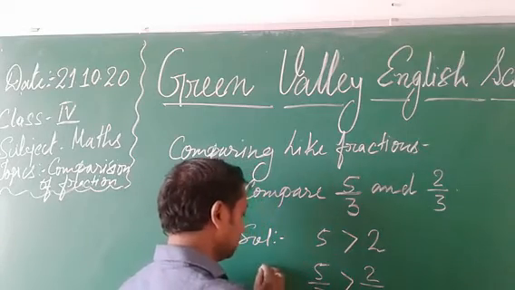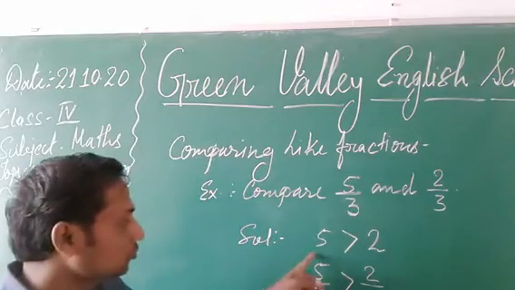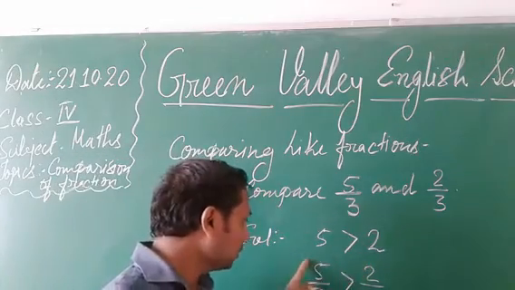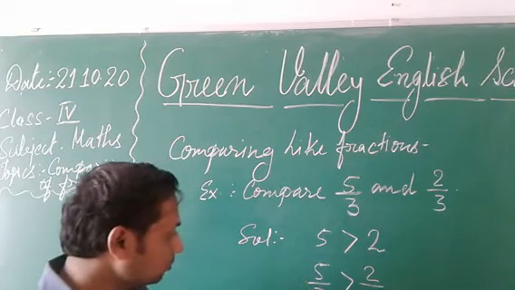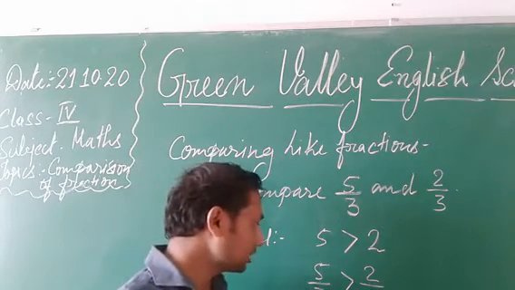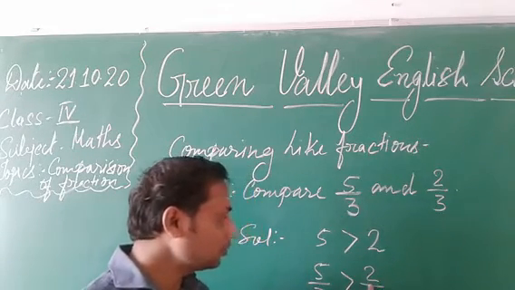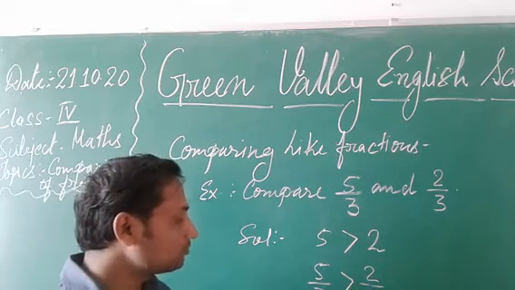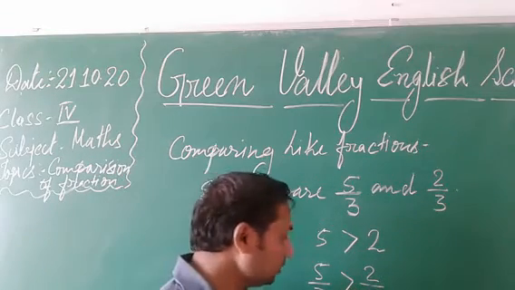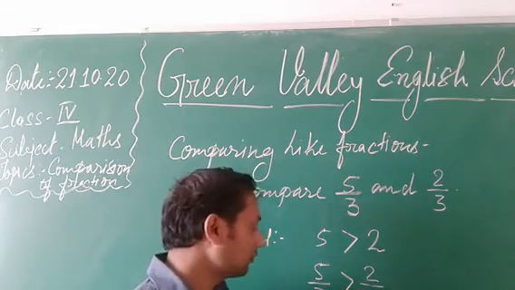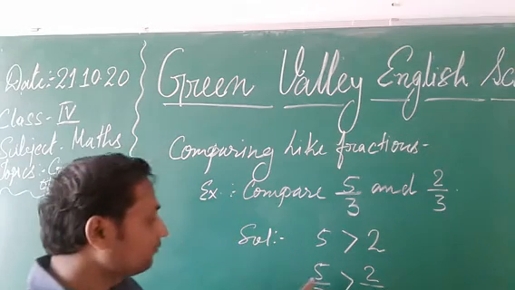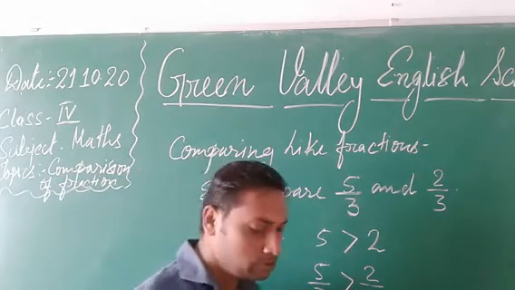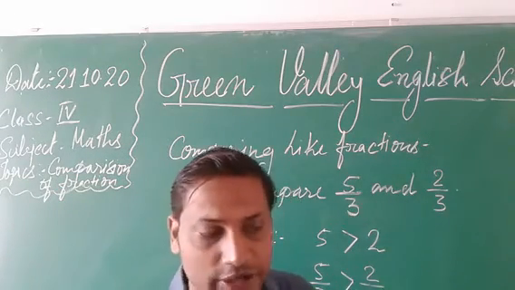5 is greater than 2. So that's why the fraction having the greater numerator will be the greater fraction and the fraction having the lower numerator or smaller numerator will be a smaller fraction. So that's why 5/3 is greater than 2/3, student.